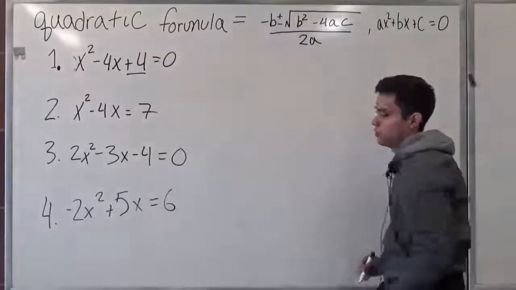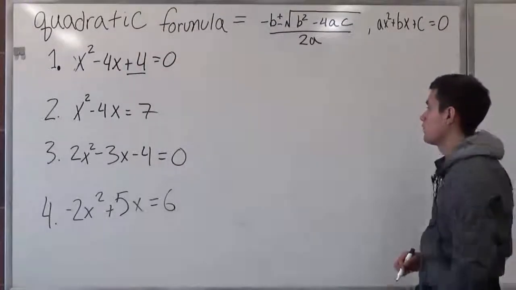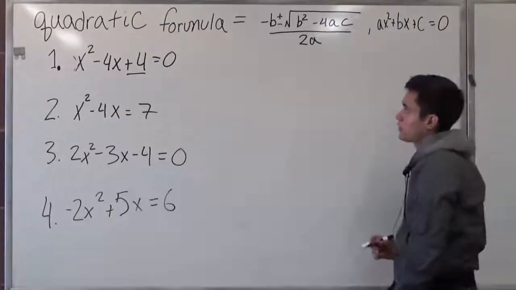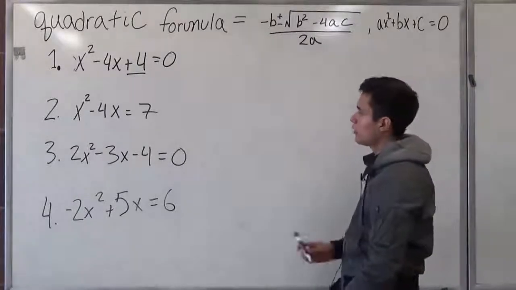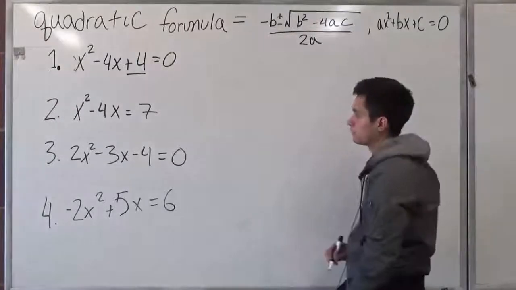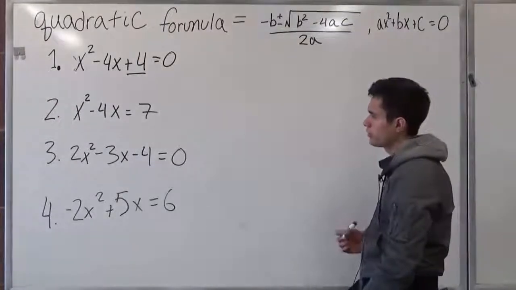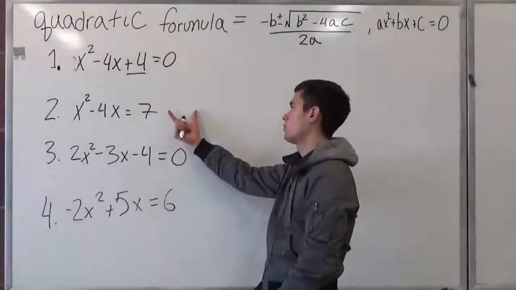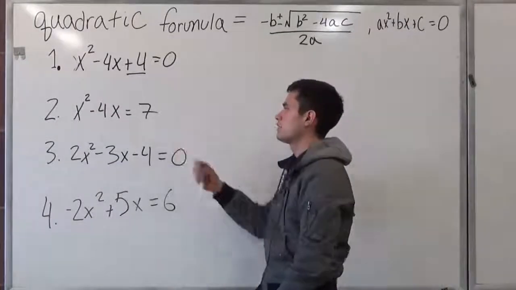In question number 2, we can see x squared minus 4x is equal to 7. The key principle to the quadratic formula is that we want to always get 0 on the right-hand side. So in order to do this, let's think about this. How can we get 0 on this side, but we have a 7?